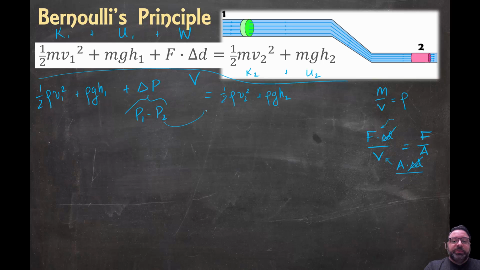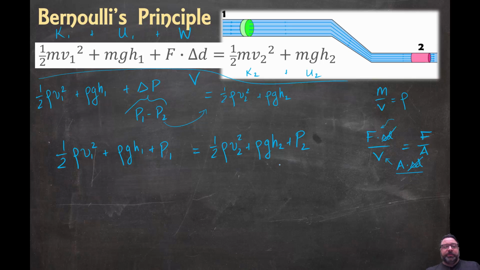And now if I bring this term to the other side, I have our final version that says 1/2 density times velocity squared at point 1, plus density times g times h at point 1, plus the pressure at point 1, is equal to 1/2 the density times the velocity at point 2 squared, plus the density times g times h at point 2, plus the pressure at point 2. And this is what's known as Bernoulli's equation.